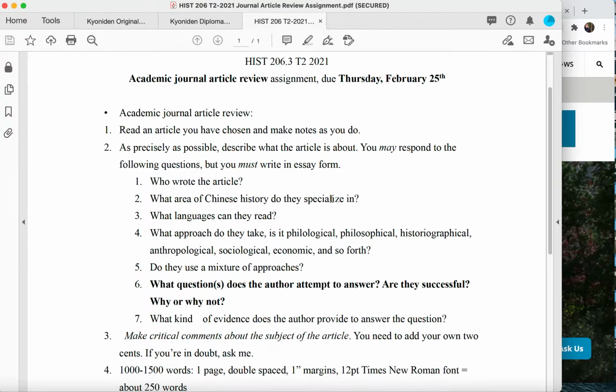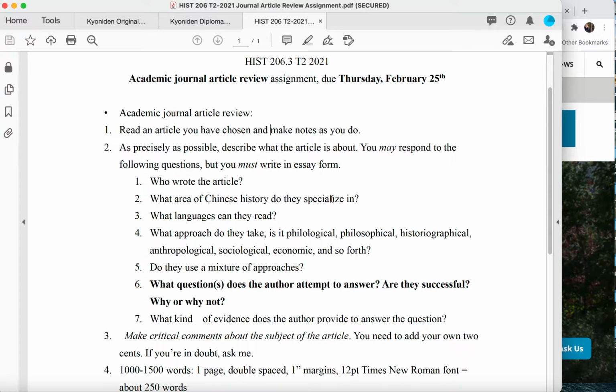So the questions are: who wrote the article? What area of Chinese history do they specialize in? What languages can they read? I think we would all agree it is important for a historian of China to be able to read and perhaps even speak Chinese, let alone Japanese or other languages, maybe even French or German. What approach does the author take? Is it philological? Is it philosophical, historiographical, anthropological, sociological, economic, and so forth?